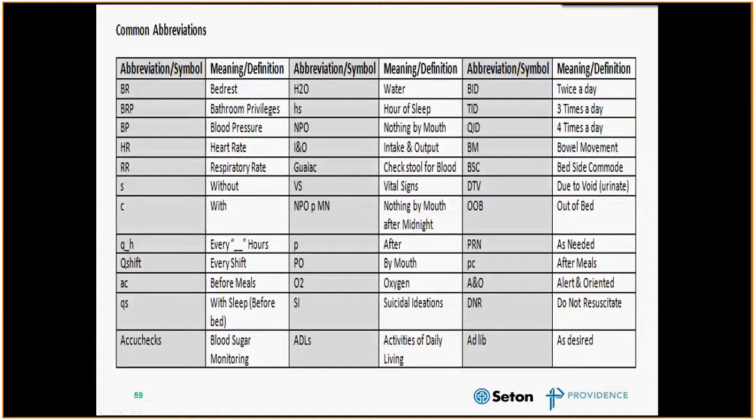Most people are alert and oriented times 4, which means to themselves, the date, where they are, and the situation that they are going through. If you hear A&O times 1, the person may only be alert and oriented to themselves or place. And DNR means do not resuscitate. This is for those patients that have decided that if their heart were to stop or they were to stop breathing, they don't want to be brought back to life.